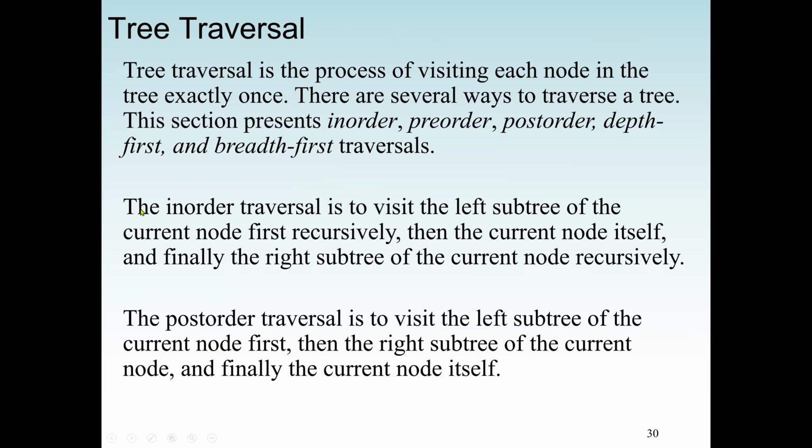And so let's start with the first one. The in-order traversal is to visit the left subtree of the current node first recursively, then the current node itself, which will be the root node. And finally, we go through the right subtree of the current node recursively. The post-order means we visit the left subtree first, then the right subtree of the current node, then finally the current node itself. That's why it's called post-order: the current node will be the last, which is the current root node. And in-order means it's in between. So we go through the left before the current node, then the right.